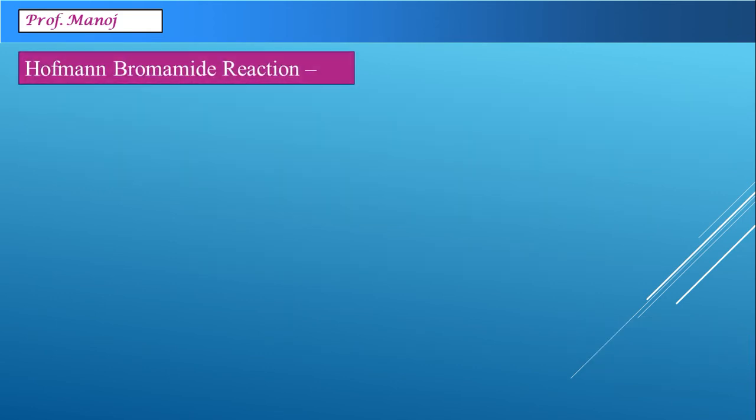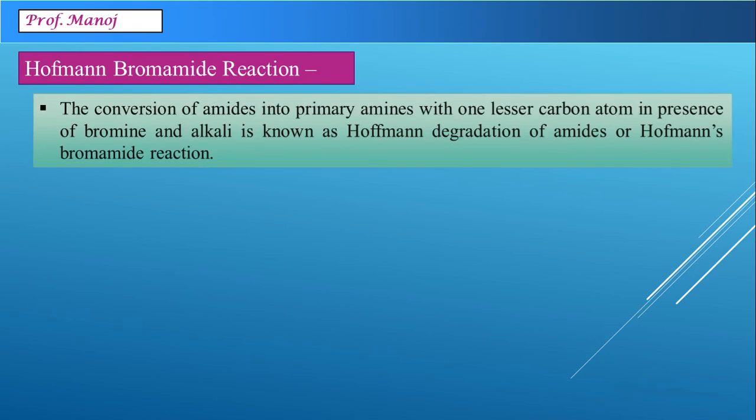Let us come to a very important reaction called Hofmann's bromamide reaction. In this reaction, conversion of amide into primary amines takes place. But remember, this happens with one lesser carbon atom. The reaction takes place in presence of bromine and alkali like NaOH. This is known as Hofmann bromamide reaction or Hofmann degradation of amines.